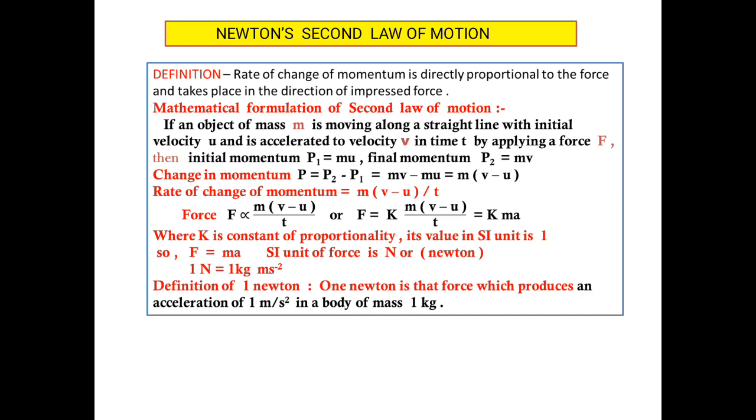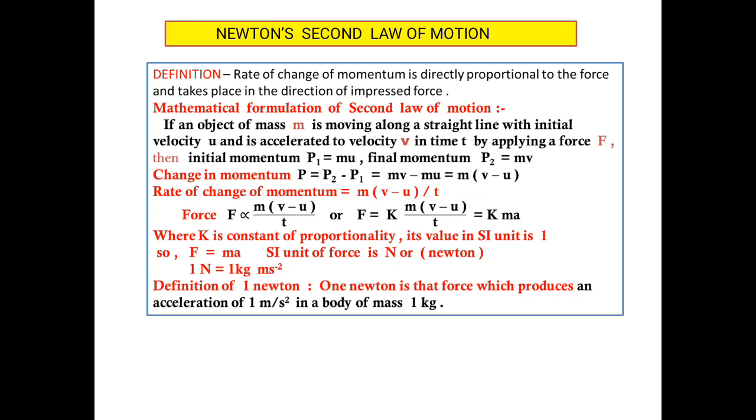Now come to the mathematical formulation of the second law of motion. Let us suppose that an object of mass m is moving along a straight line with initial velocity u and is accelerated to velocity v in time t by applying a force F. Then the initial momentum p1 equals mu and the final momentum p2 equals mv. So the change in momentum equals final momentum minus initial momentum, which is p2 minus p1, which is m(v minus u).